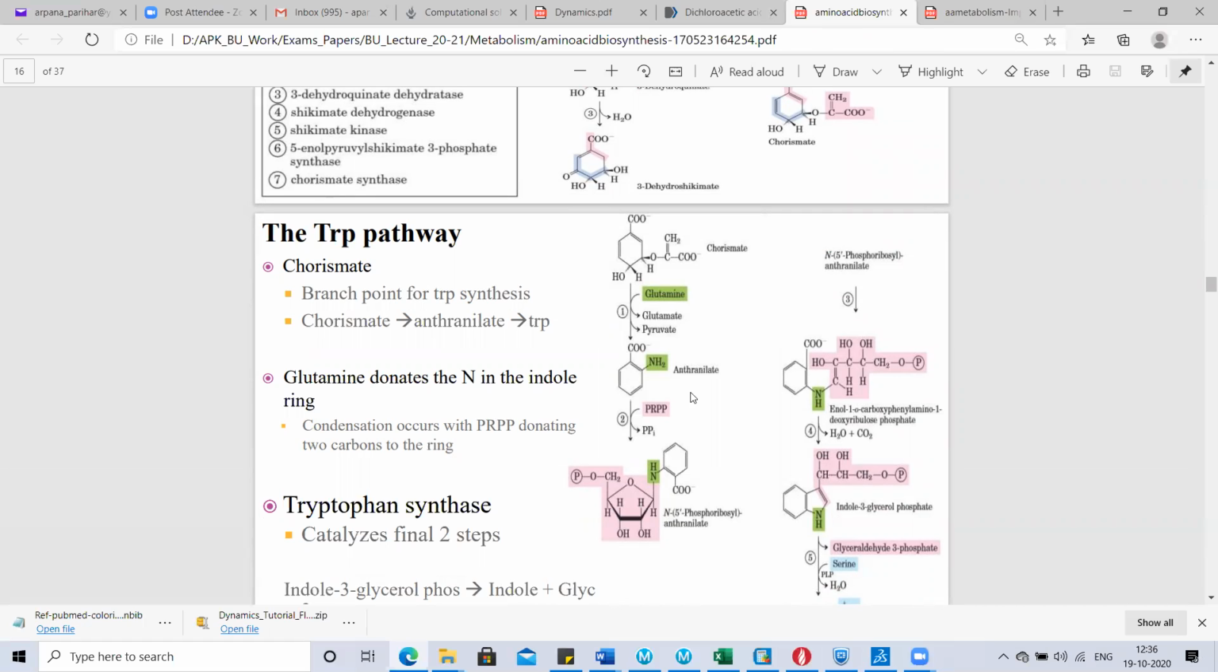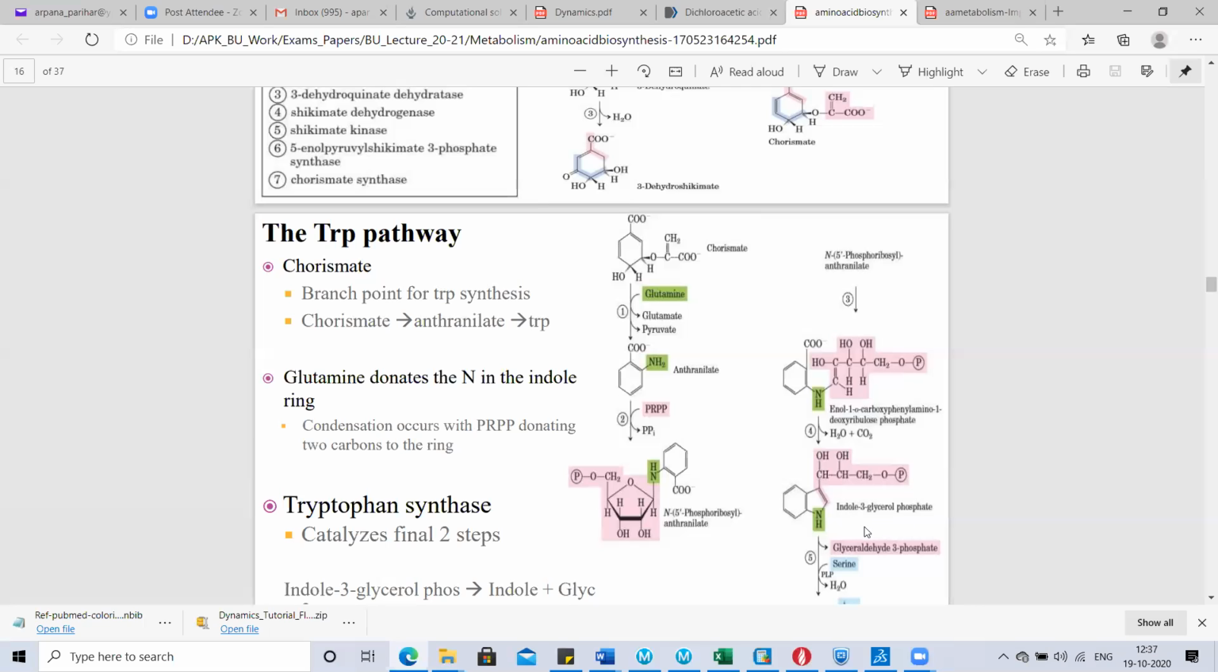Anthranilate, okay, and this is the anthranilate. You have seen this compound in the laboratory. This anthranilate interacts with phosphoribosyl pyrophosphate (PRPP) and produces 5-phosphoribosyl anthranilate. Okay, this 5-phosphoribosyl anthranilate is converted into an enol, 1-alpha carboxyphenyl amino deoxyribulose phosphate, which undergoes a decarboxylation and dehydration reaction and produces indole 3-glycerol phosphate.